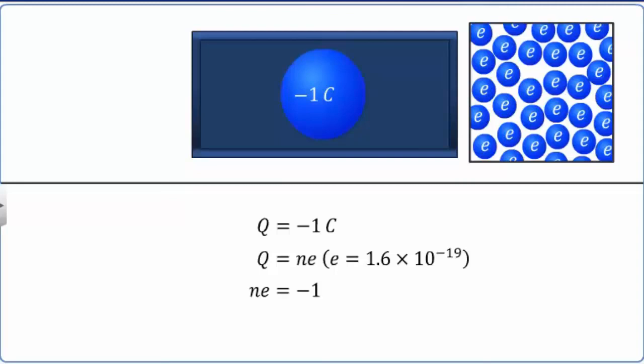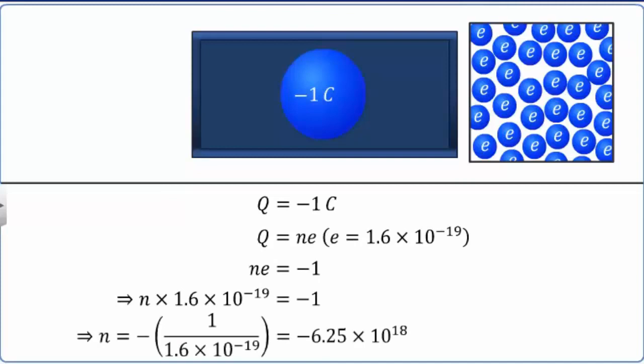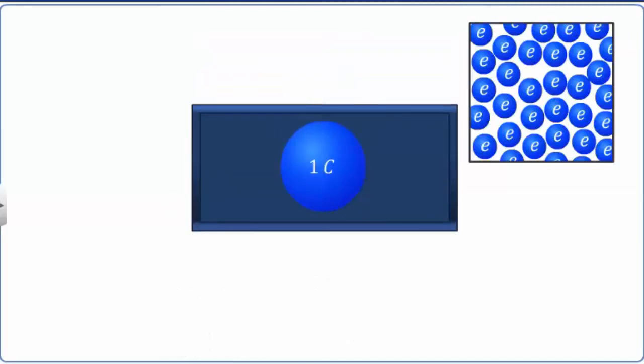Substituting the values of Q and e and simplifying, we have N equal to minus 6.25 into 10 power 18. Here, N is a negative integer, indicating that the body has gained a negative charge. So, we see that 1 Coulomb of negative charge contains 6.25 into 10 power 18 electrons, which is a very large number of electrons. In the practical examples we have seen for charging a body, we deal with bodies possessing a charge of about a few microcoulomb.